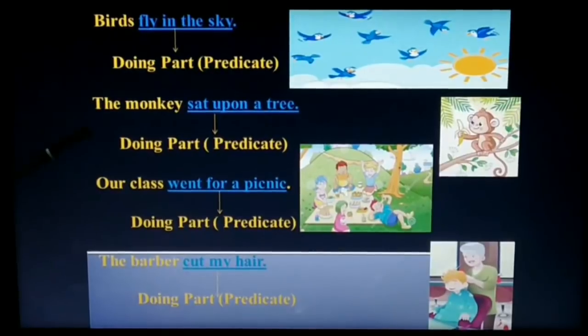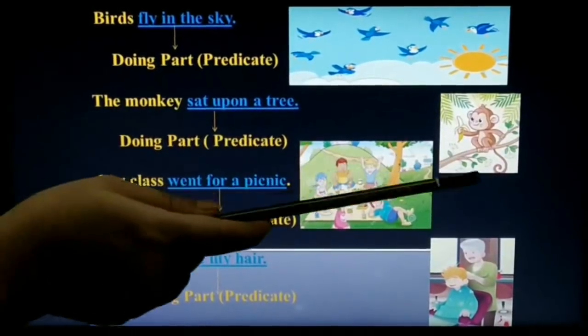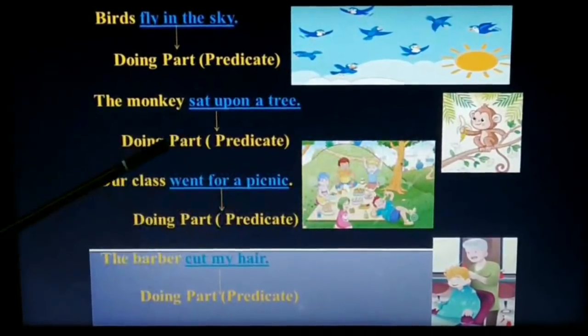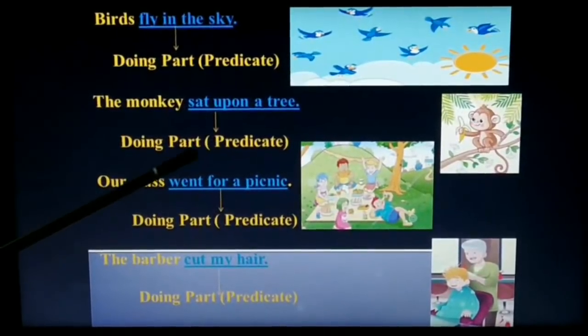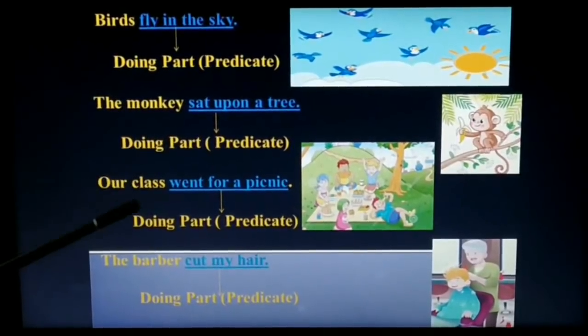Now, see the third example. The monkey sat upon a tree. Can you see the monkey sitting on a tree? So, in this sentence, sat upon a tree is the predicate, the doing part.